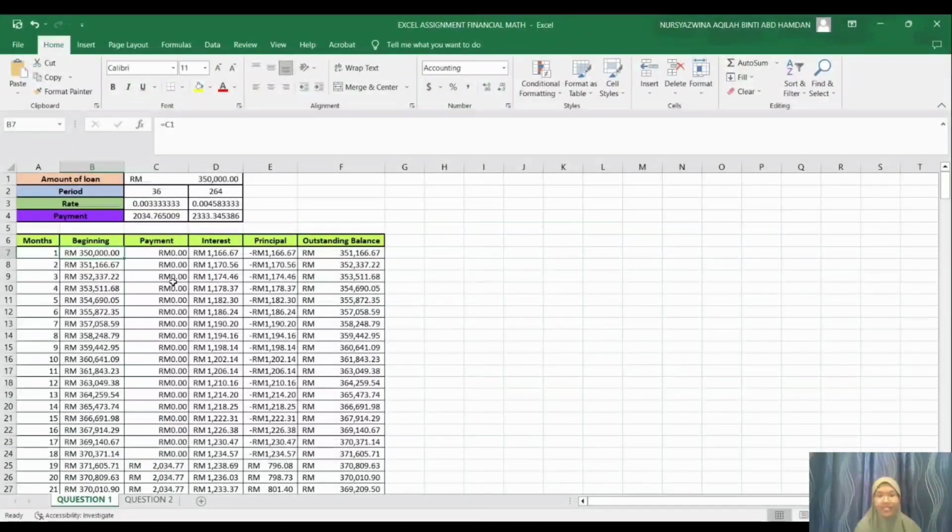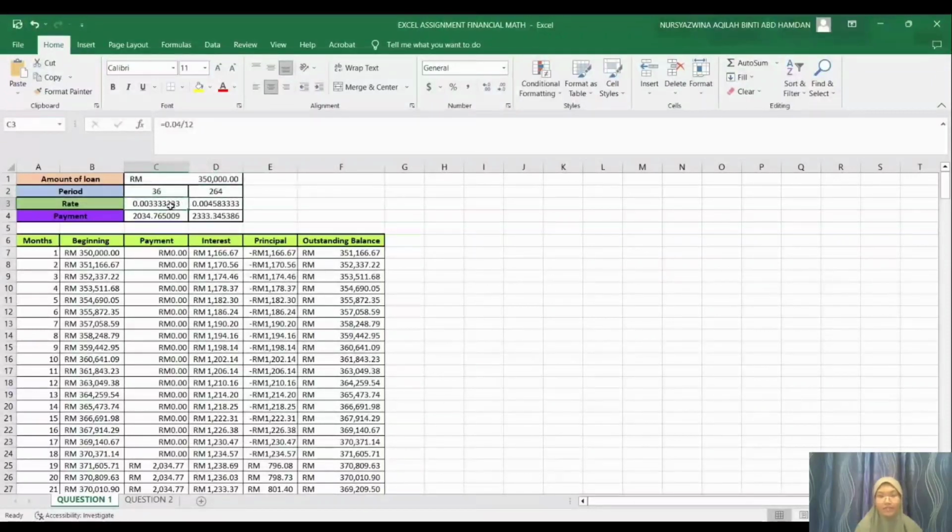For the first question, I constructed a table containing the amount of loan, period, rate, and payment. The amount of loan, as stated in the question, is 350,000 ringgit. For the period, the repayment is 25 years, so I divided it into 2: 3 years times 12, since repayment is paid monthly, and the remaining 22 years times 12. So 36 and 264.